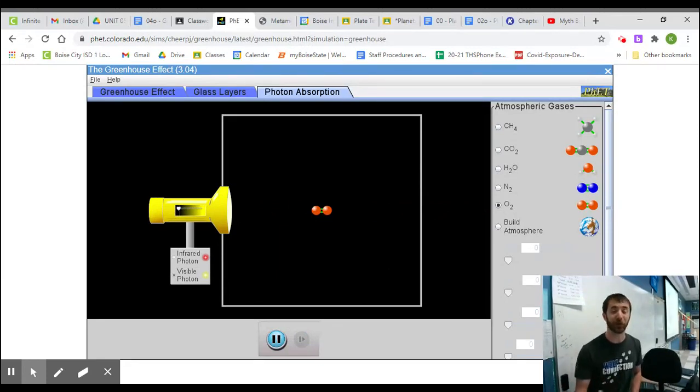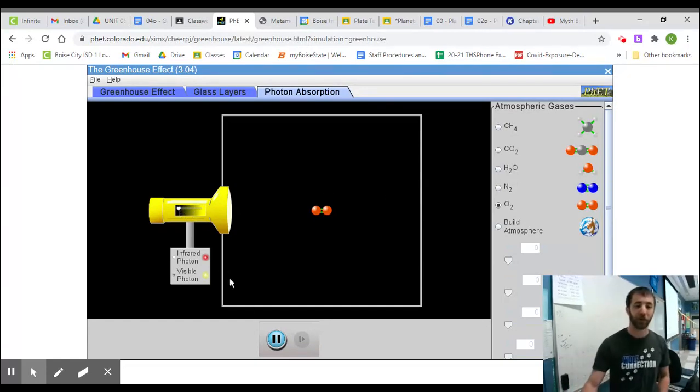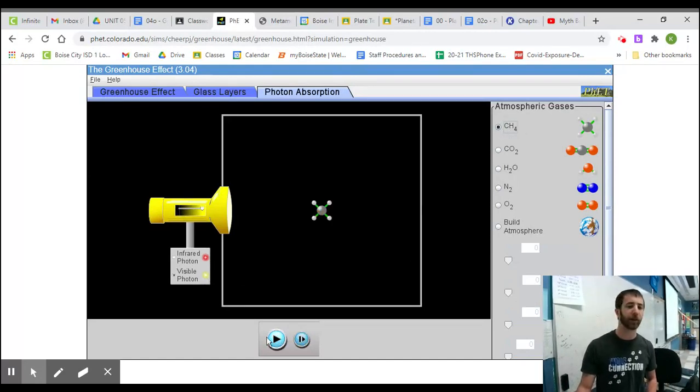When we say visible photons, it's just the light that we're used to. It's reds and blues and yellows and greens and so on. So let's go ahead and just observe what happens. I'm going to cycle through the gases, and I want you to just make a note. I'm going to put this at full blast because we just want to see what the photon is doing. We're not counting. We're just seeing, does the photon interact or does it not? Here we go. Starting with methane. Nothing seems to be happening with methane.